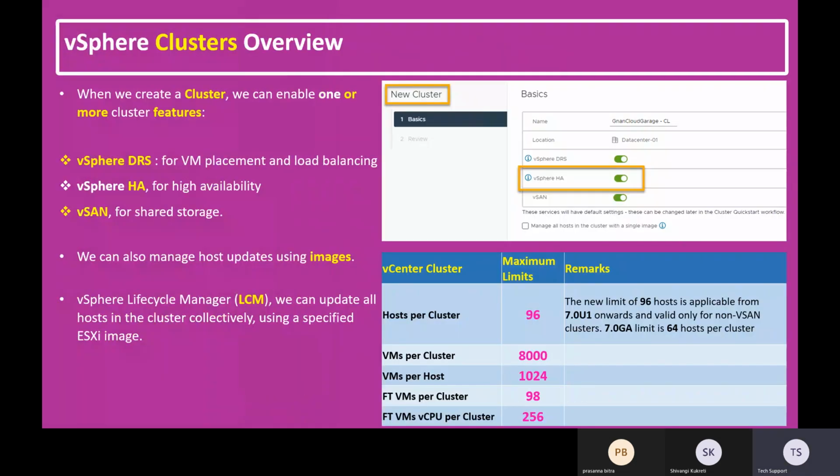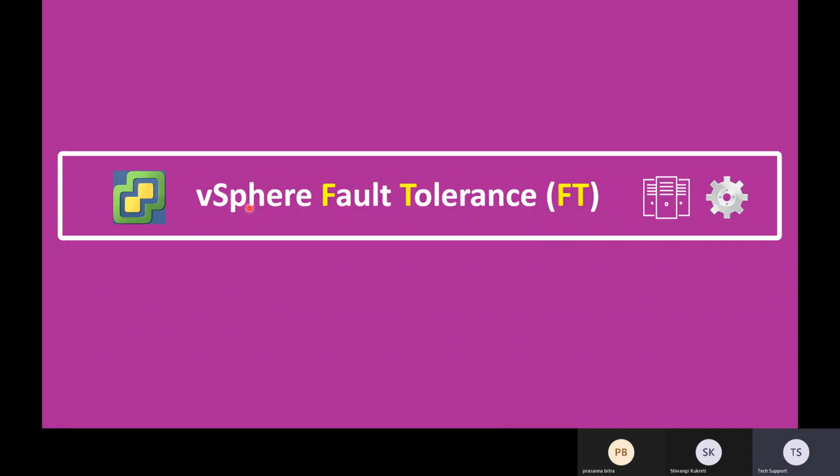In the vSphere clusters overview, whenever we create a cluster, the default features it comes with are DRS, HA and vCenter. We can enable all these features while creating the cluster. Within a cluster only, we are able to enable fault tolerance. Fault tolerance also comes under the cluster features. So within a cluster, we are going to enable fast checkpointing. This is the symbol for fast checkpointing, and fault tolerance uses fast checkpointing. Fast checkpointing is nothing but continuous copying. That is our main technology in the fault tolerance backend.